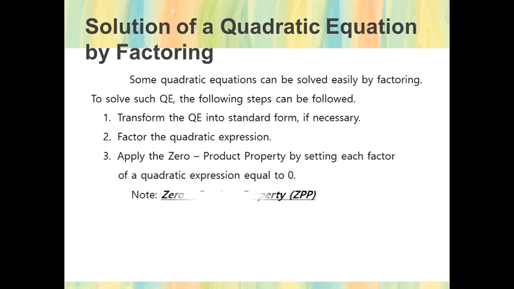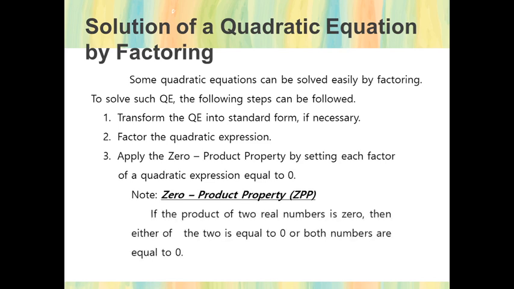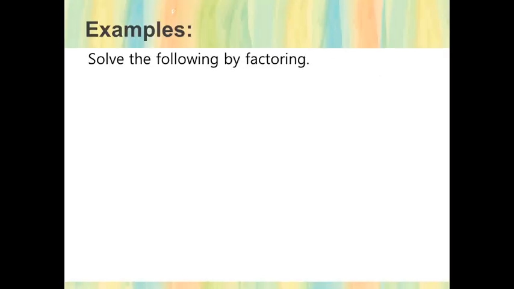ZPP, or the zero product property, states that if the product of two real numbers is 0, then either of the two is equal to 0 or both numbers are equal to 0. Then lastly, solve each resulting equation and check. Let us take note of the following examples.